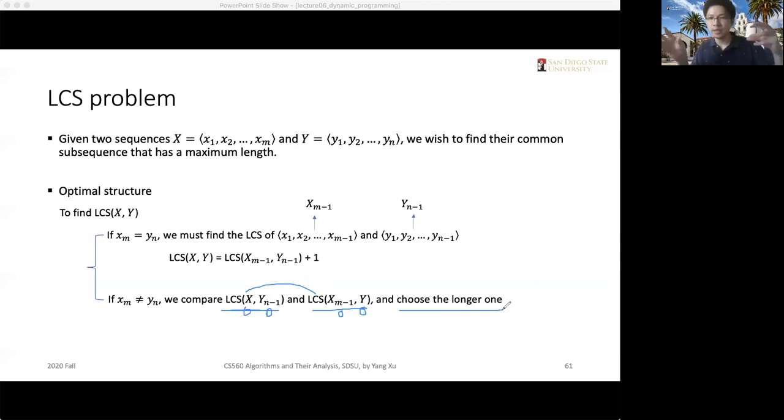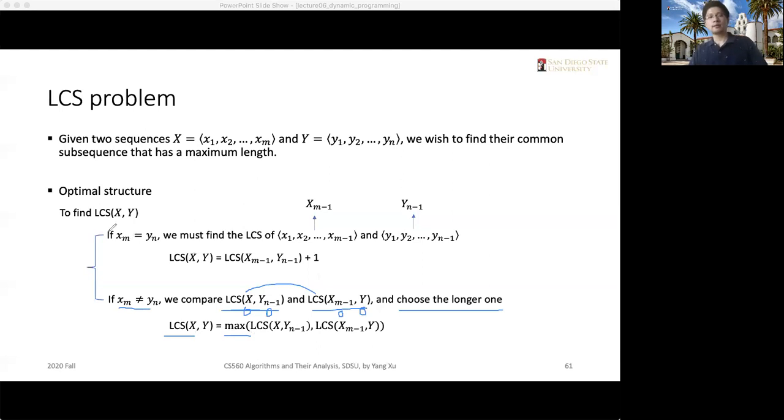There should not be better solutions, right? Because the ending elements are not equal, we cannot include the ending elements into the LCS solution. So we have to sacrifice either one, right? We should either sacrifice xm or yn, but we need to choose the better candidate by looking at which resulting LCS is longer. Okay, so that's why we use the max among the two, to indicate this second case where the ending elements don't equal.